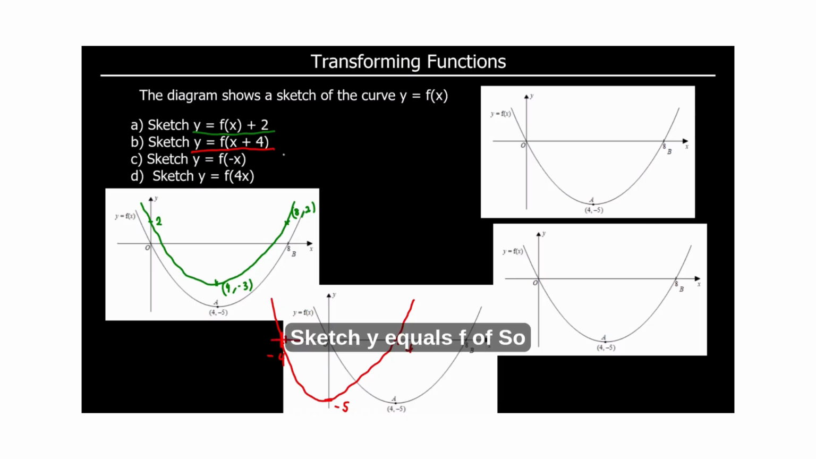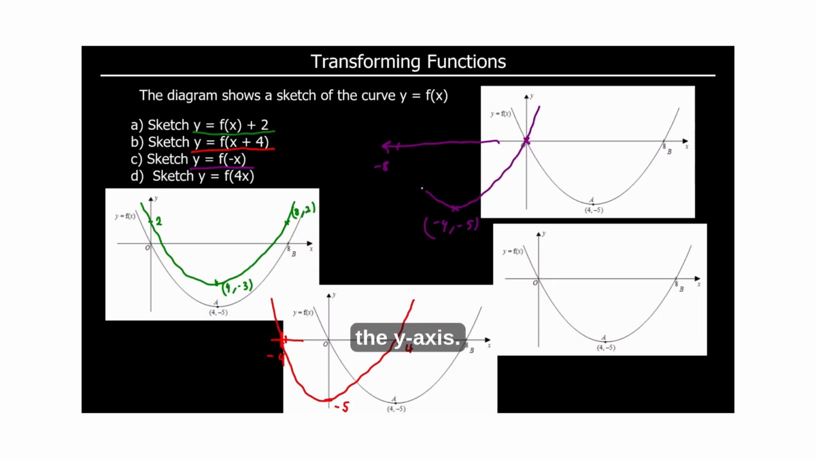Sketch y equals f of minus x. So inside the bracket, changes the x's. And all the positive x's become negative, and the negative x's become positive. Again, this diagram doesn't really work for it. So the y stay the same. Still going through 0, 0. 4, negative 5 will become negative 4, negative 5. And 8 will become negative 8. So it's like a reflection over the y-axis.